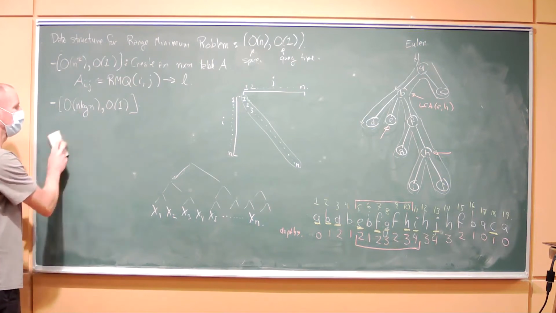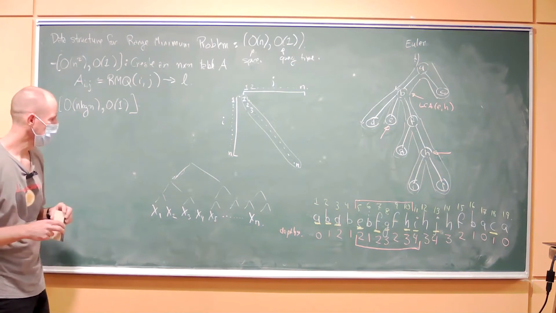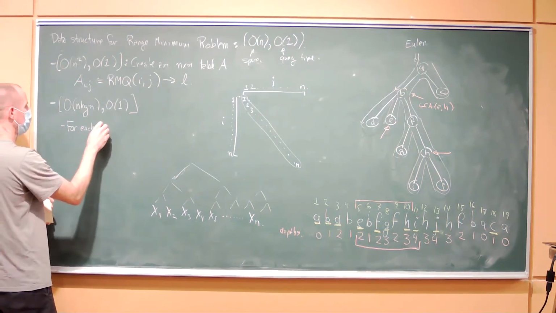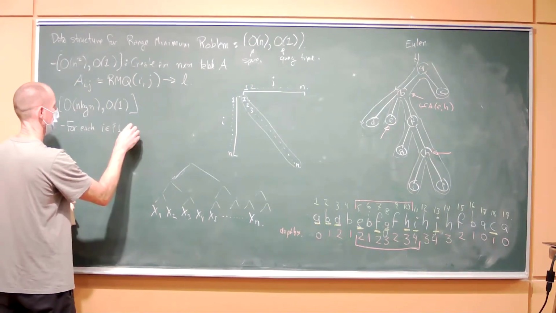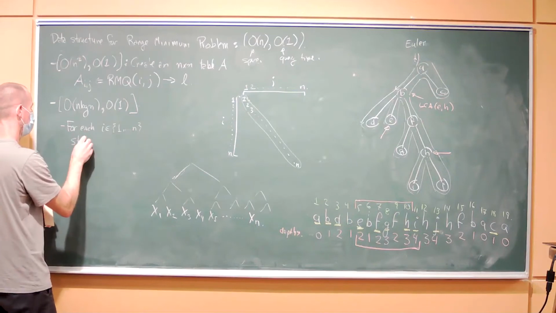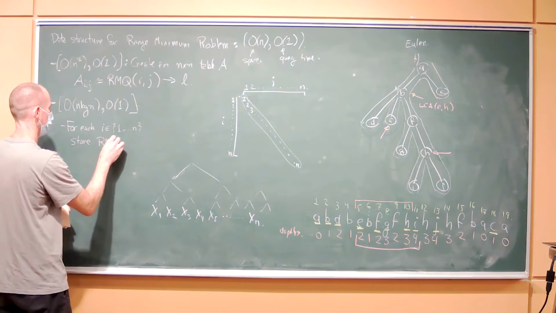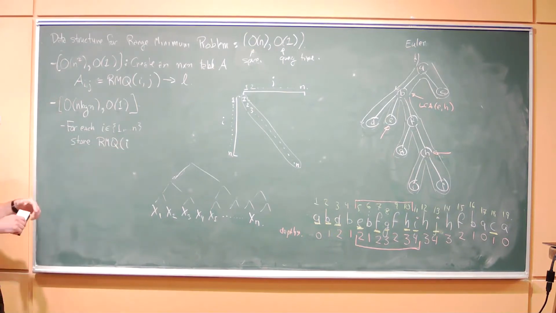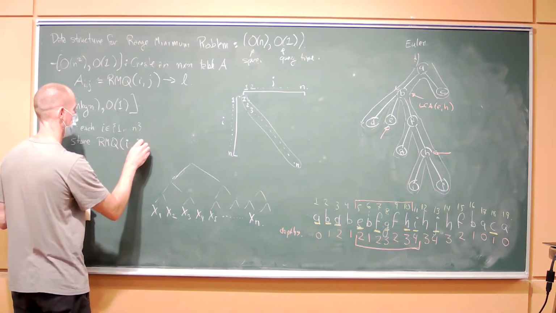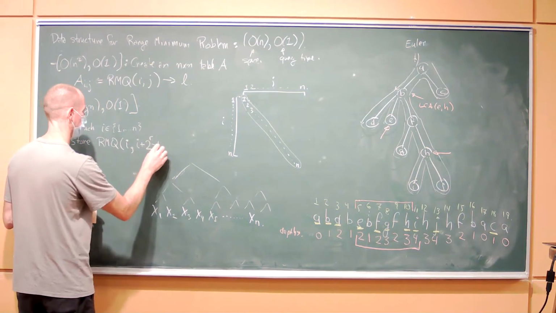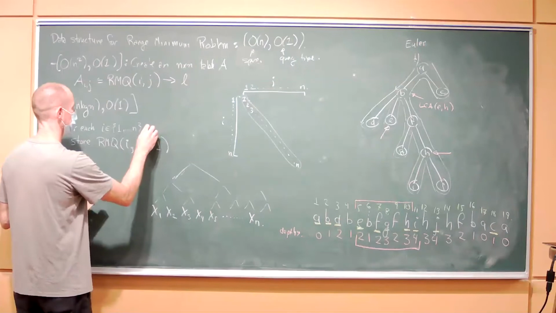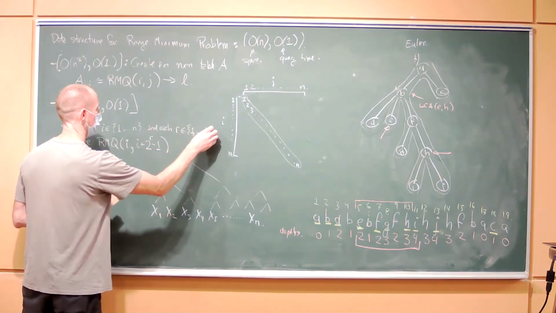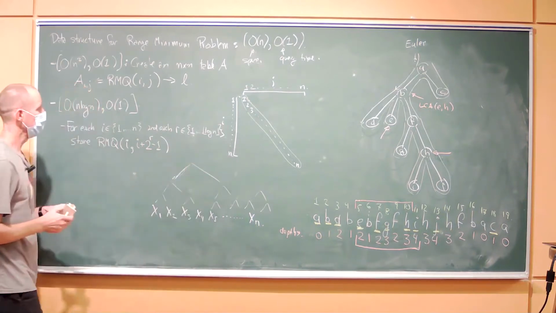So there's another solution that is obvious as soon as you see it, but not at all obvious maybe beforehand. And it's the following. For each i, and let's say 1 to n, we store the answer for the range minimum query that starts at position i and goes to i plus 2 to the r minus 1. And we do that for each r in 1 up to log n.